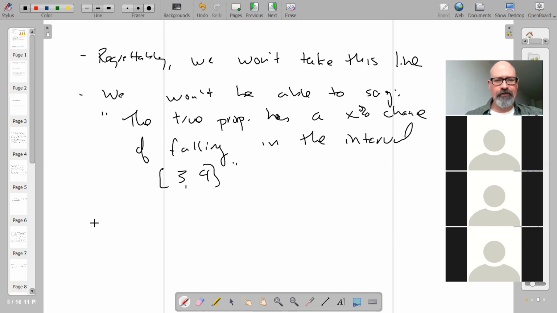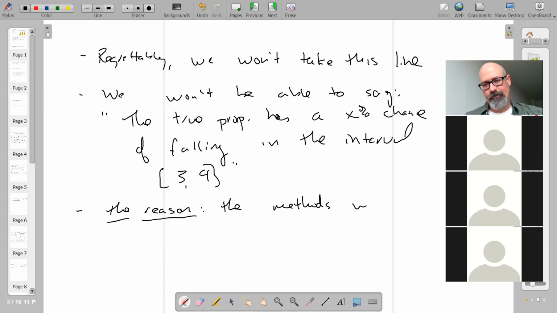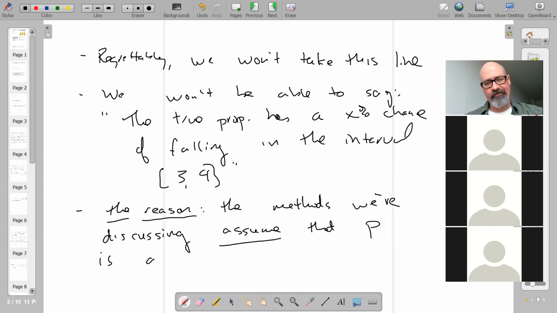And the reason, the author talks a little about this, but I think it is a little unclear, but you have to live with it. The reason is that in this class, the methods we're discussing assume, it's an axiom in some sense of our approach, that a parameter P, the thing we're trying to estimate, is a fixed but unknown number.